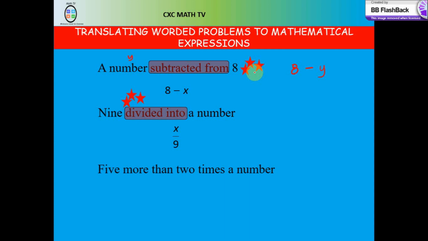It says 5 more than 2 times a number. What would that be? 5 more, so 5 plus 2 times a number. Maybe 2a. This is 5 plus 2a or 5 plus 2x. Doesn't matter.